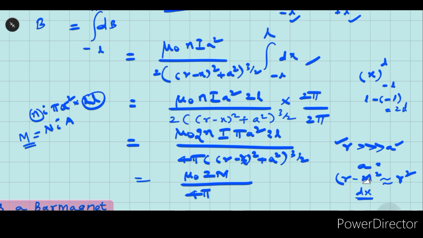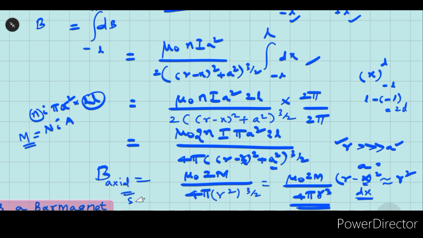Here X is very much less than R, so we can write R minus X whole square as R square, where R is very much greater than A, so we can ignore the term A square. So we get R square whole to the power of 3 by 2, which is equal to mu naught into 2m divided by 4 pi r cube. This is the expression for the magnetic field at the axial line of solenoid.